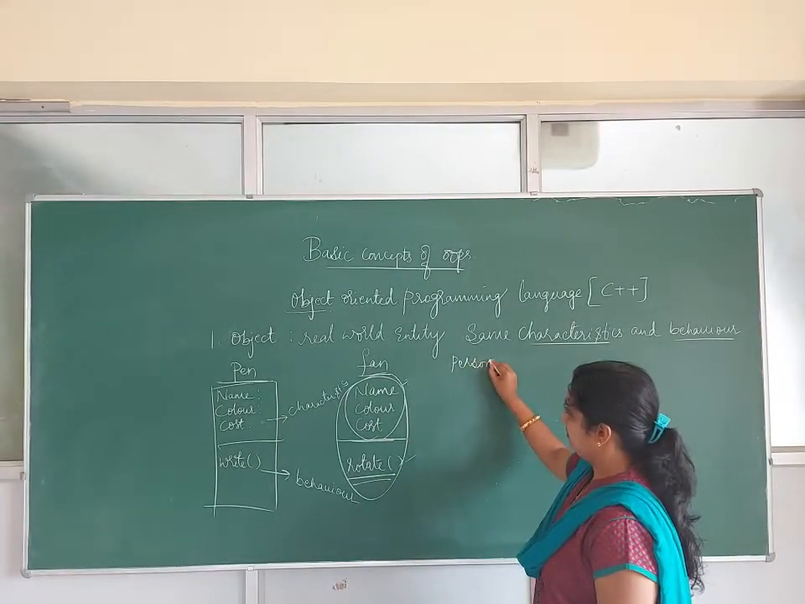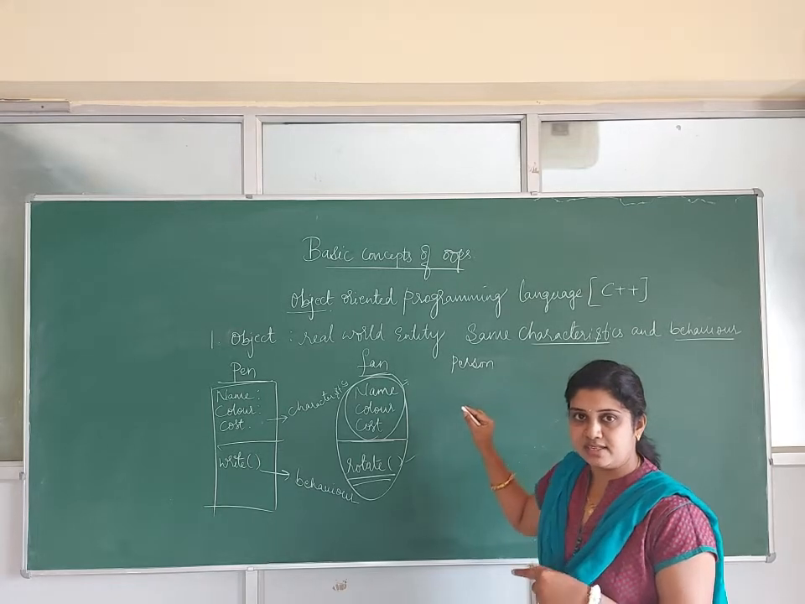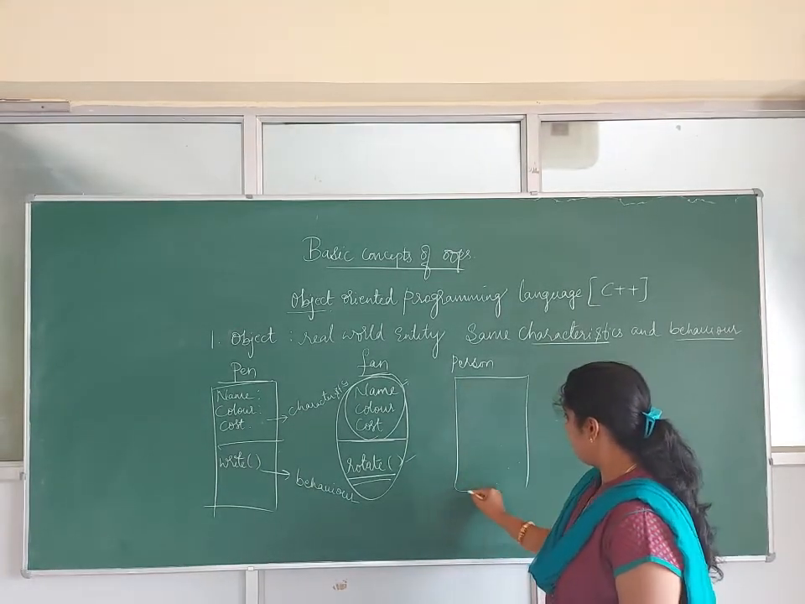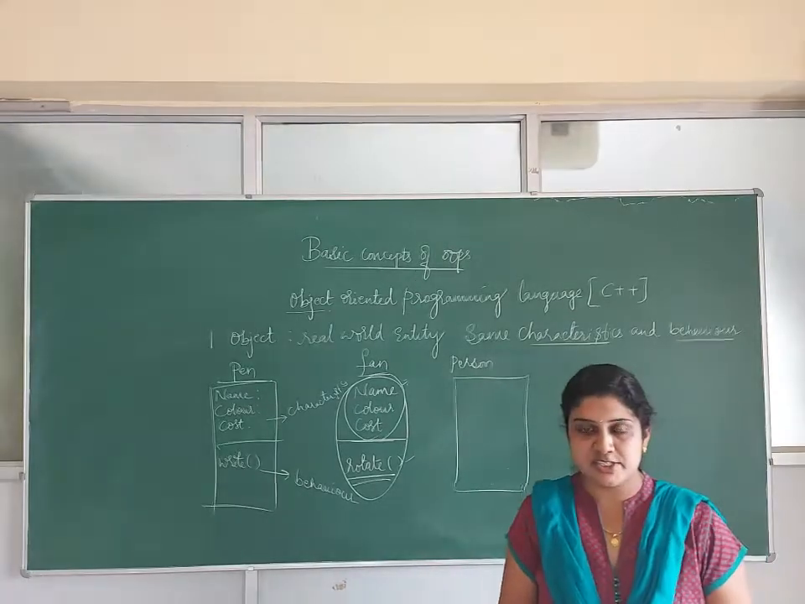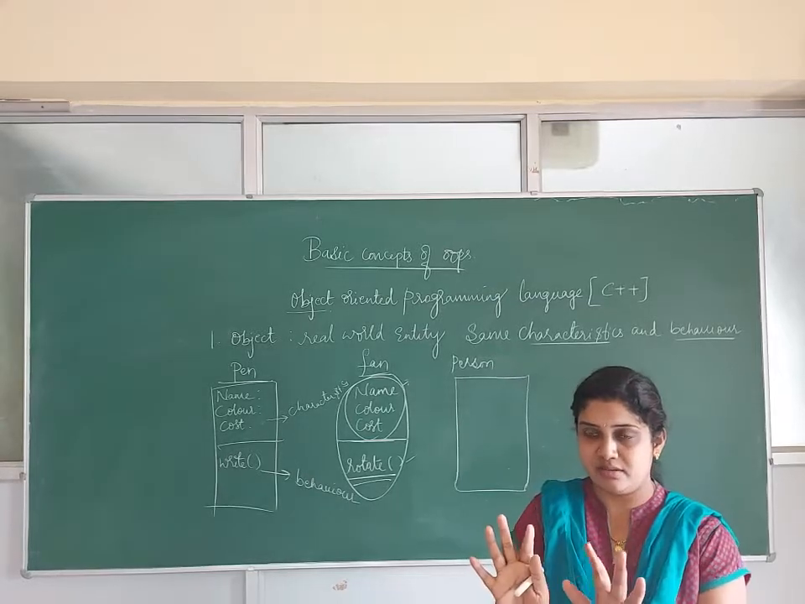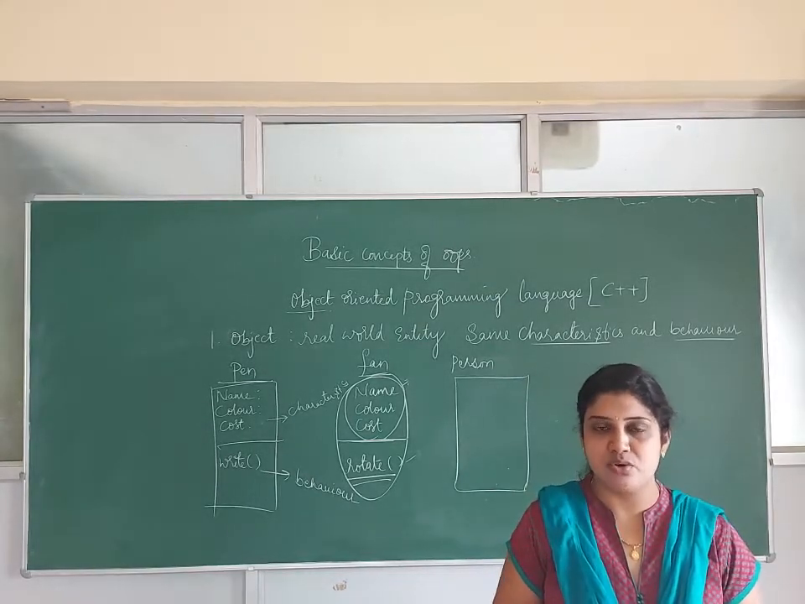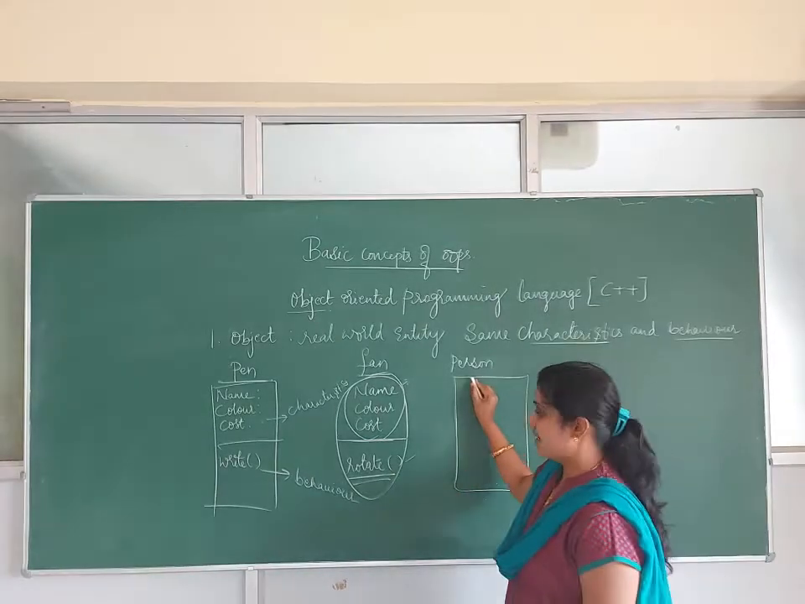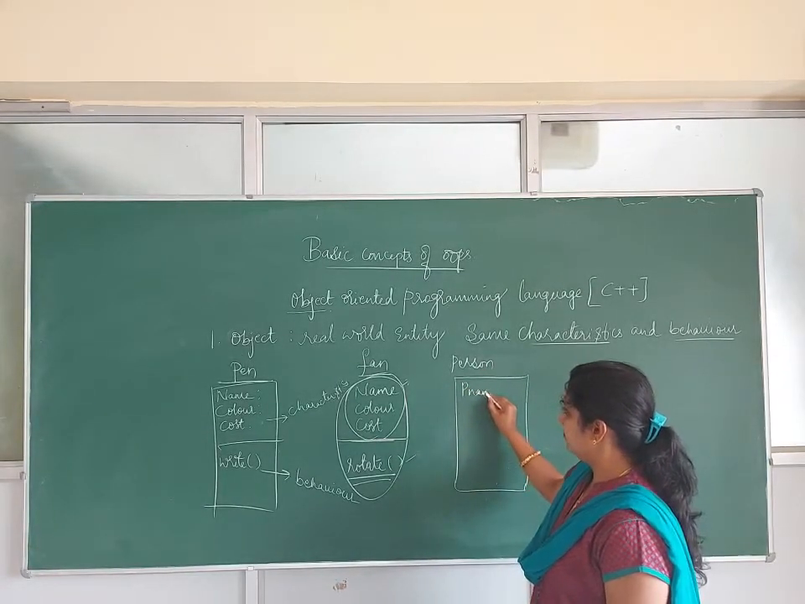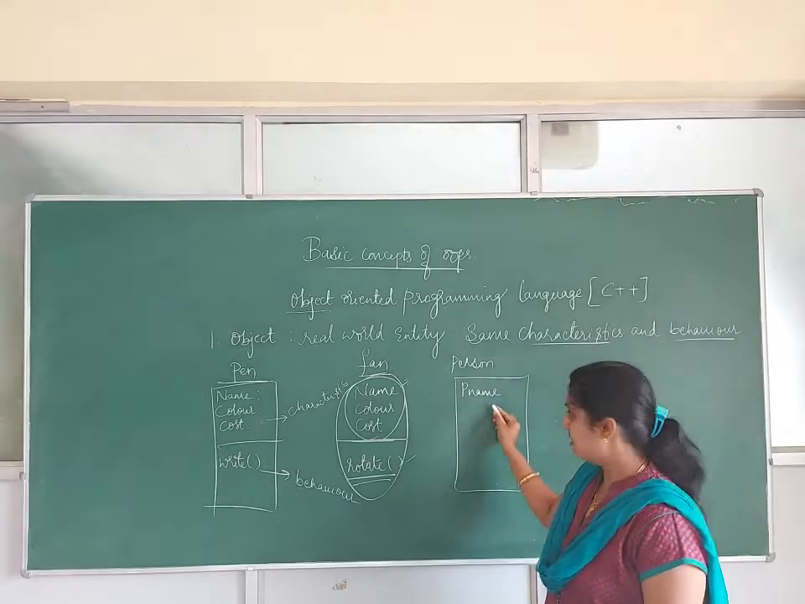Person. Okay, a person I can consider as an object. So here, what are the characteristics of a person? You have to derive the characteristics. By seeing an object, what are the things you are going to derive? So for a person, I am going to take a person name, which may be anything.